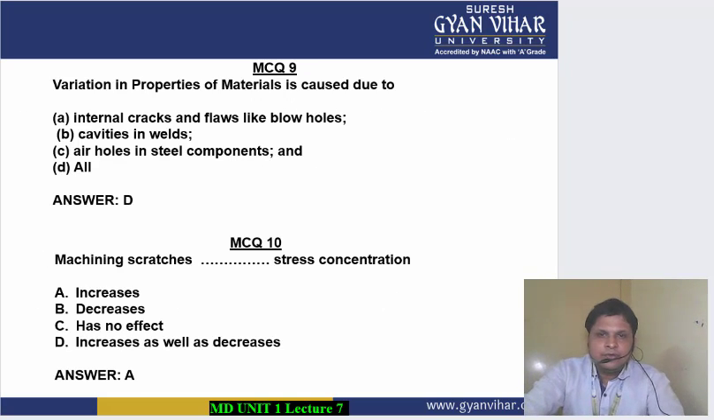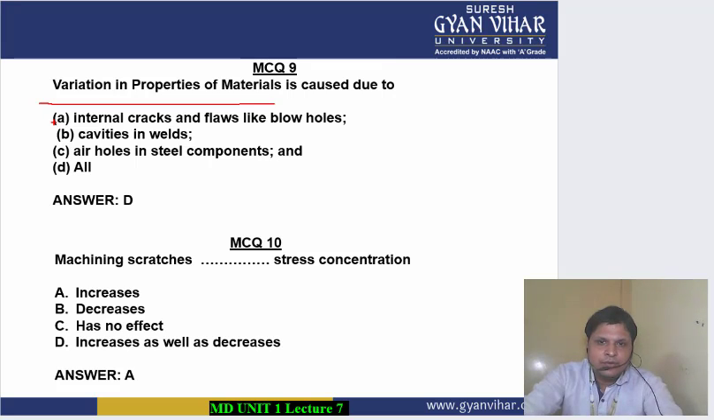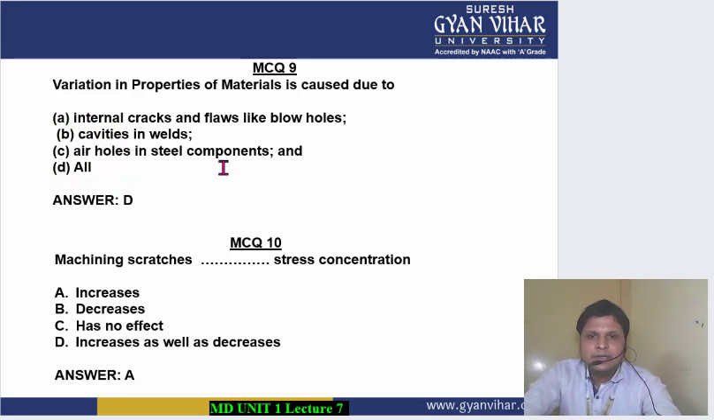Then MCQ number 9, variation in properties of material. Variation in properties of material is caused, why is it caused? It is caused due to internal cracks, yeah. Cavities, yeah. Air holes, yeah. If all these three are correct, this option D is the correct option. Then machining scratches, what do they do? They increase stress concentration. So A is the correct answer.